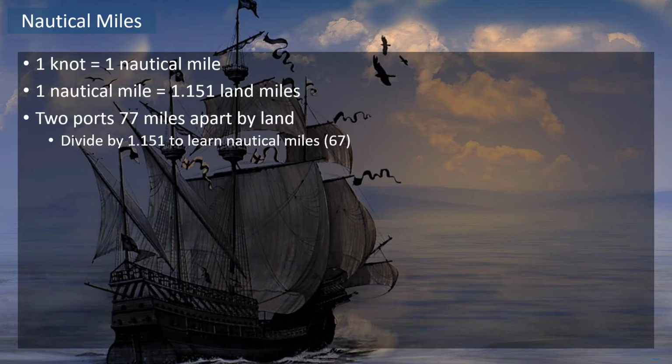What this really means for us is that if we've decided the distance between 2 ports on the coast is 77 miles apart by land, we would have to divide that number by 1.151 to learn how many nautical miles it would be. In this case, that would be 67 miles. Whether we measure in miles or kilometers has no effect on the time that the trip takes.